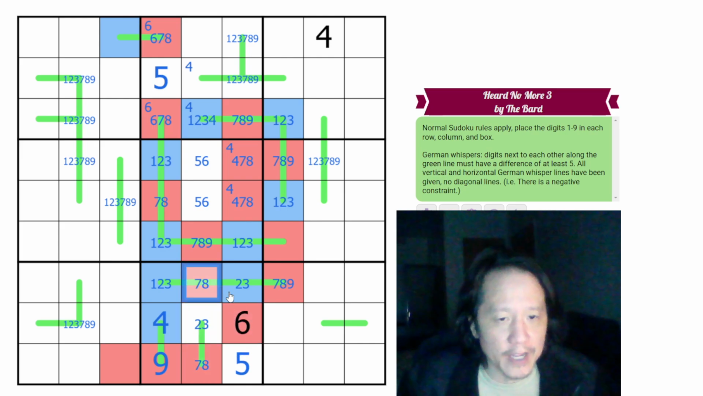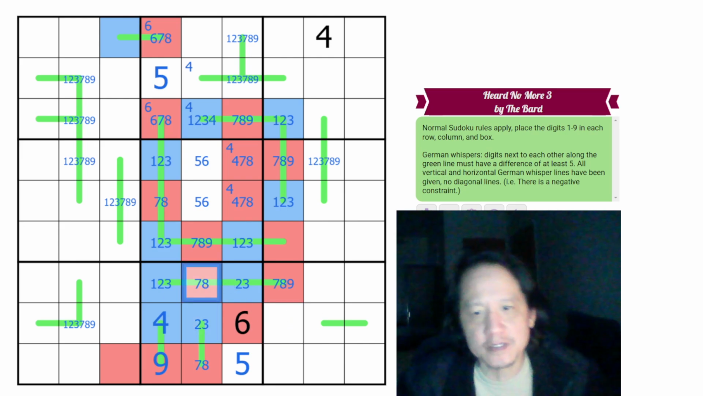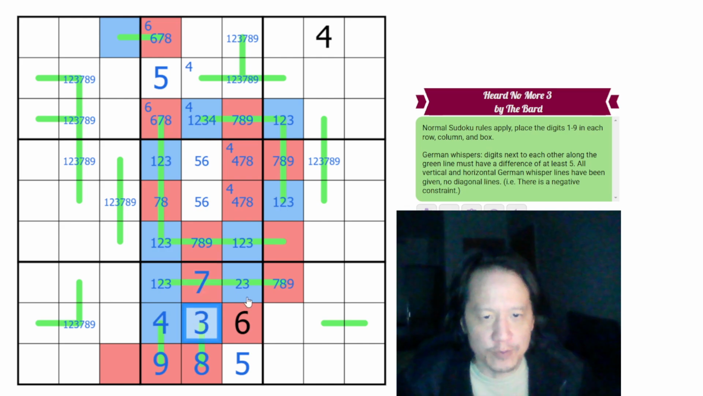If this were an 8, this could be either 2 or 3, and there would have to be a German whisper line in between there. So this cannot be 8. This has to be 7, which makes this an 8. These two cannot have a difference of 5, because there's no German whisper line between them. Therefore, this is a 3, this is a 2, and this has to be 1.